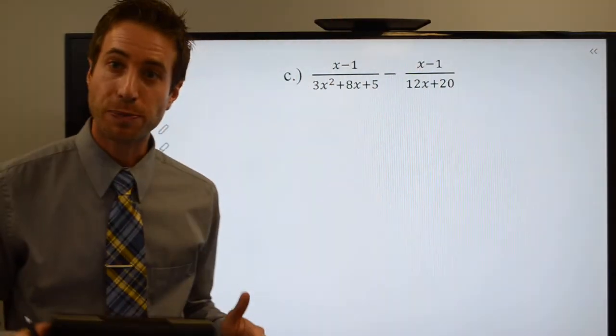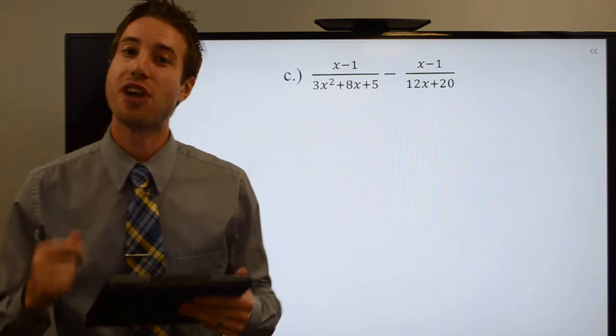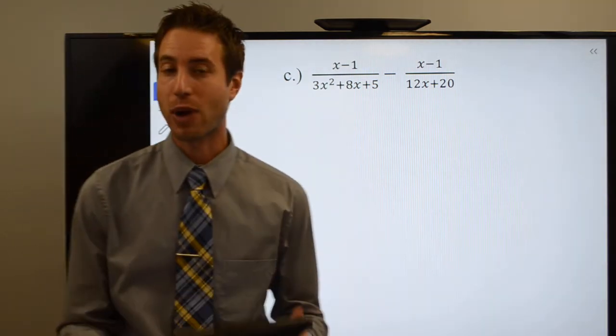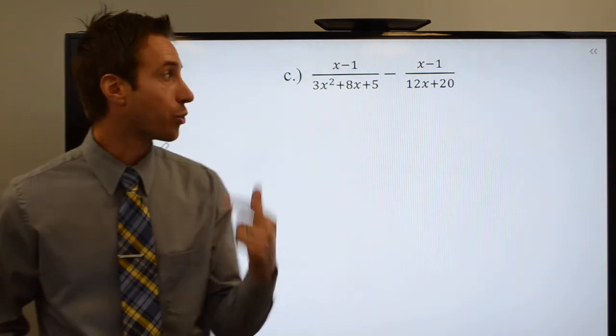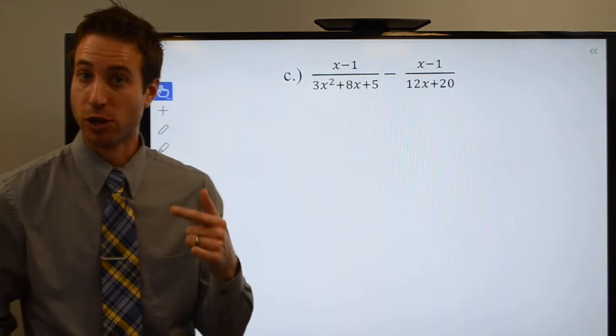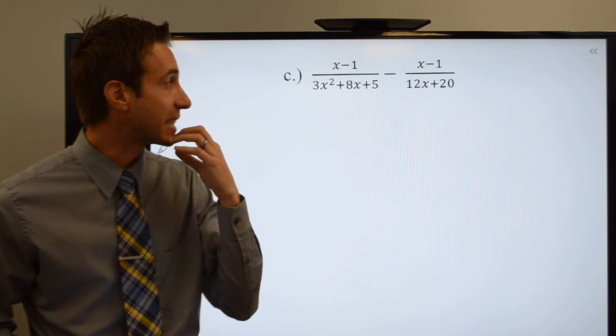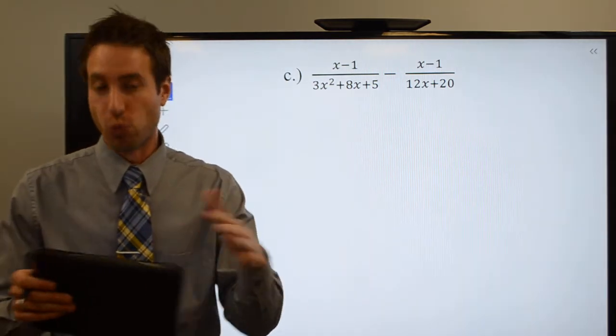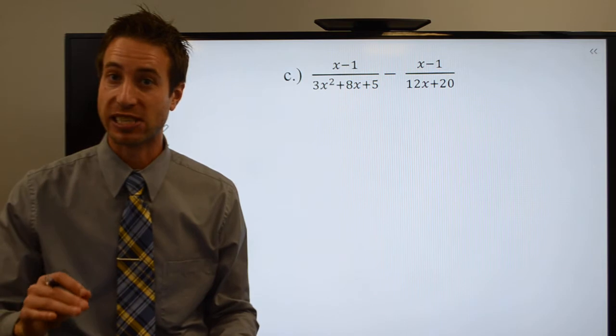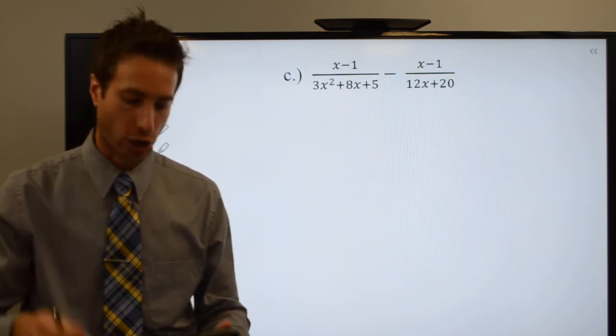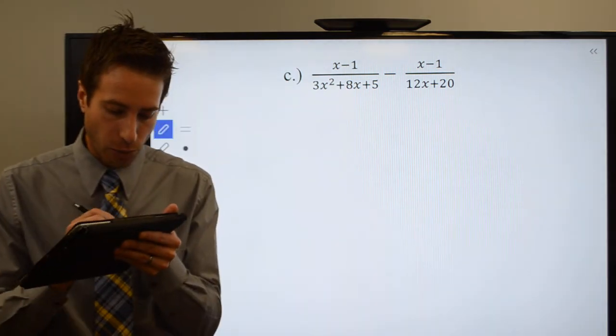Alright guys, welcome to this page of the notes, and let's go ahead and do another subtracting rational expressions problem, where the rational expressions have polynomials in them. So what I would do is start by going ahead and factoring these if we can, to find our LCM and make that LCM our common denominator.